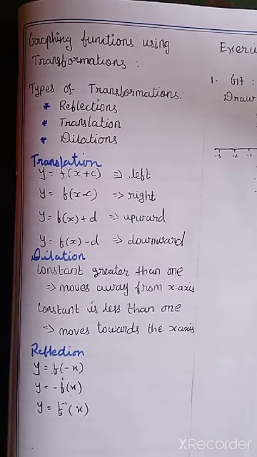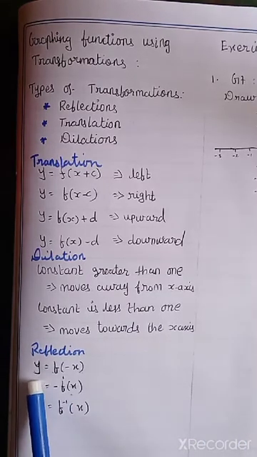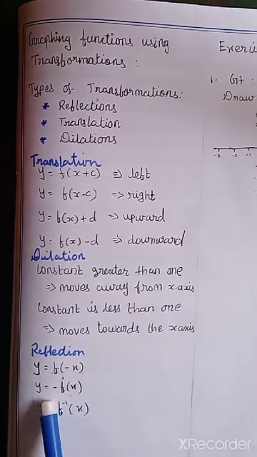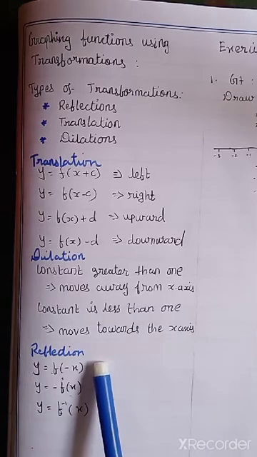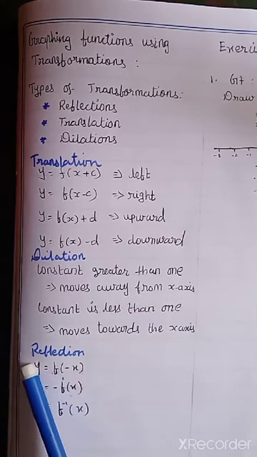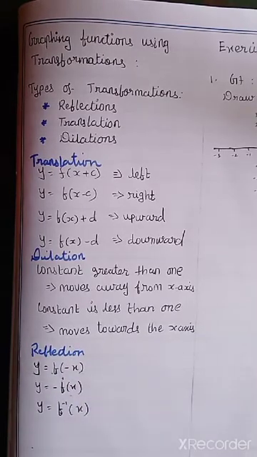The reflection of a graph of a function is the graph that is symmetric to it with respect to an axis. Actually, reflection means the mirror image of the graph. The mirror image of the graph that we get is your reflection. You can use reflection when y equal to f of minus x, y equal to minus f of x, or y equal to f inverse of x. When these three functions are there, you can use reflection. So reflection is nothing but the mirror image of the graph.